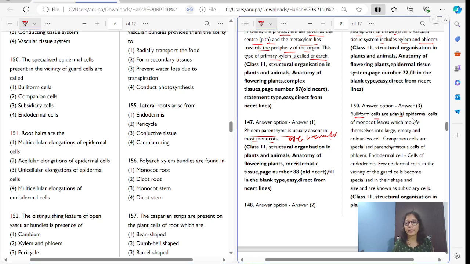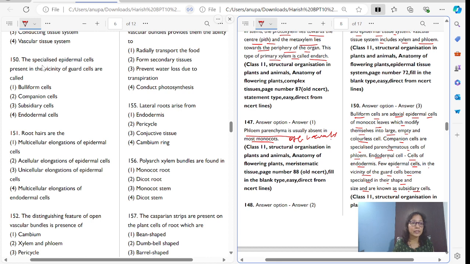So, bulliform cells are what? Bulliform cells are adaxial epidermal cells of monocot leaves which modify themselves into large, empty and colorless cells. Whereas companion cells are specialized parenchymatous cells of the phloem. And endodermal cells are the cells of the endodermis. A few epidermal cells in the vicinity of the guard cells become specialized in their shape and size and are known as subsidiary cells.